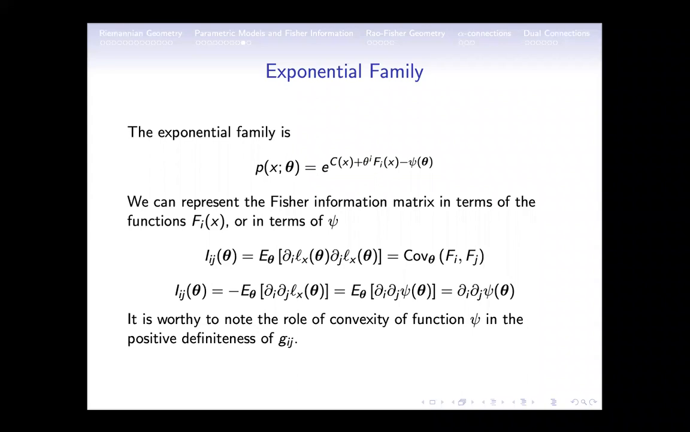We are using two equivalent formulations of the Fisher information matrix. And we very easily get that the ijth element can be written as the covariance of f_i and f_j, and also the partial i partial j of psi(theta). It's also worthy to note the role of convexity of the function psi in the positive definiteness of g_ij.